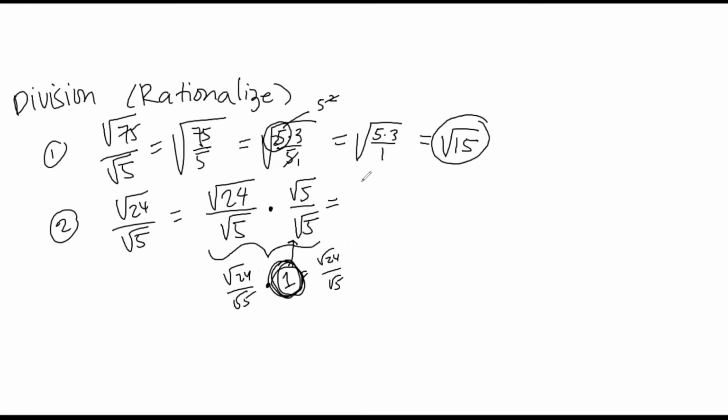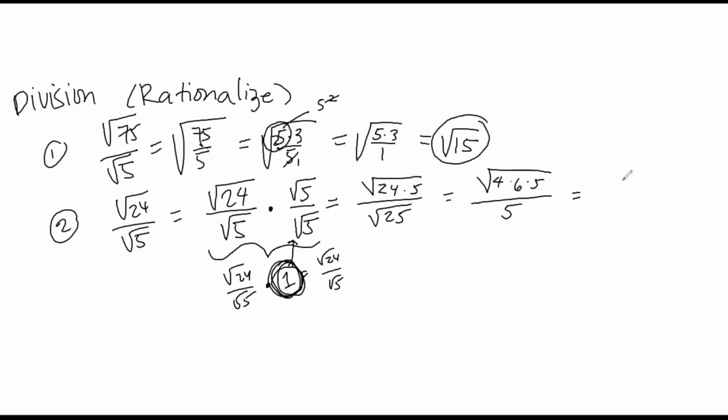And what we are getting is a square root of 24 times 5 over the square root of 5 times 5 is 25. And we all know that 24 can be factored into 4 times 6 times 5. Okay, 4 times 6 is 24, then times 5. Over square root of 25 is 5. Yay! We do not have radical expression in the denominator anymore.